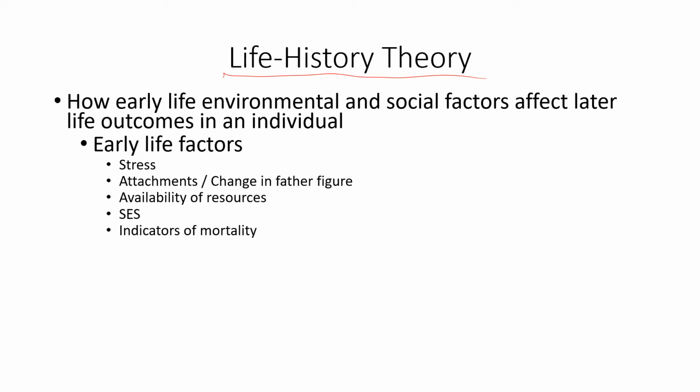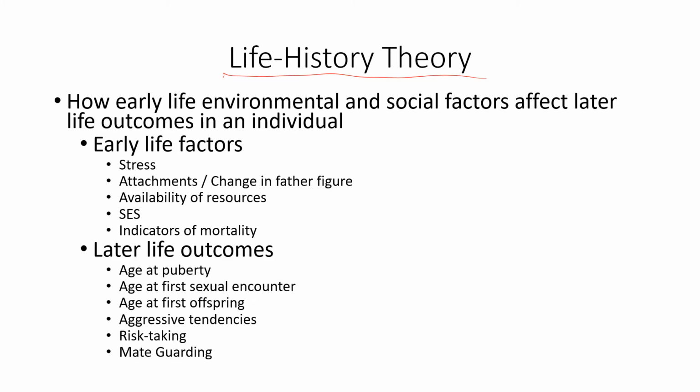Socioeconomic status is related to that, and indicators of mortality. If there are indicators of mortality in the environment, like people dying or attachment figures disappearing, these can cause later life outcomes. Some things are pretty obvious, like changing when or how tall someone gets. But how about these other ones: age at reaching puberty, age at first sexual encounter, age at first offspring, aggressive tendencies, risk-taking, mate-guarding behaviors. These are all things that are affected by these early life factors.